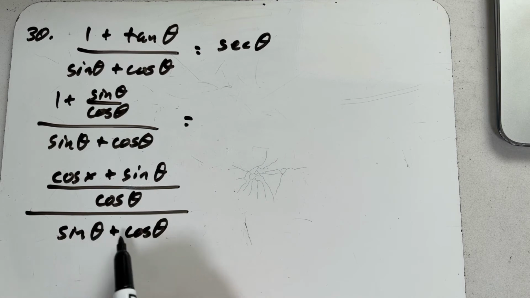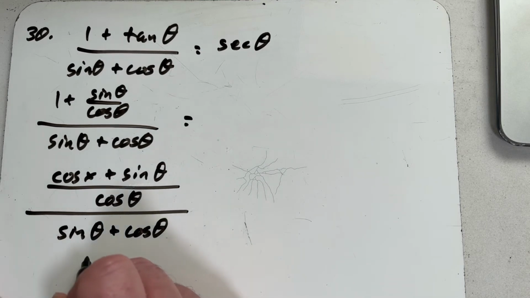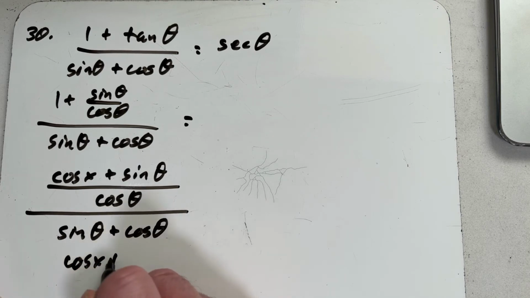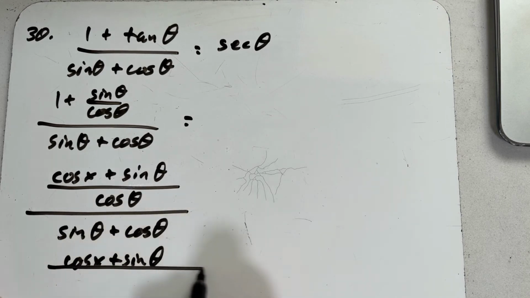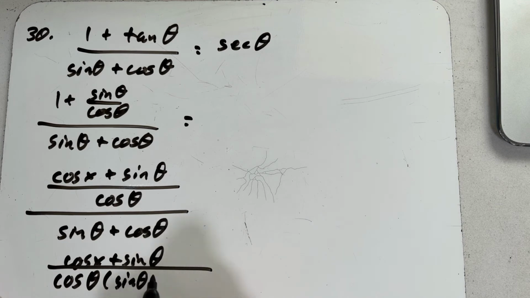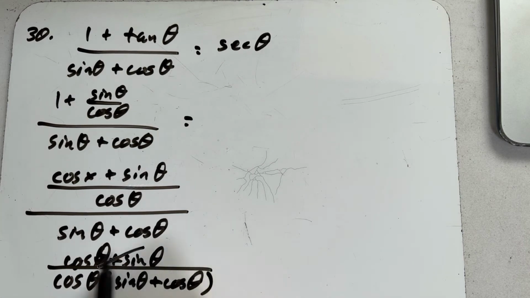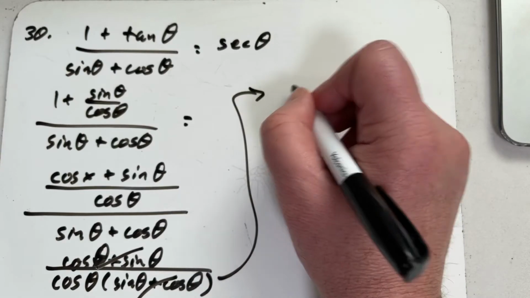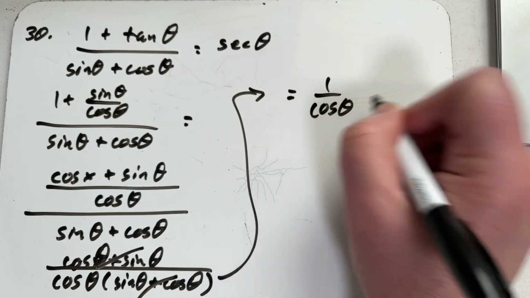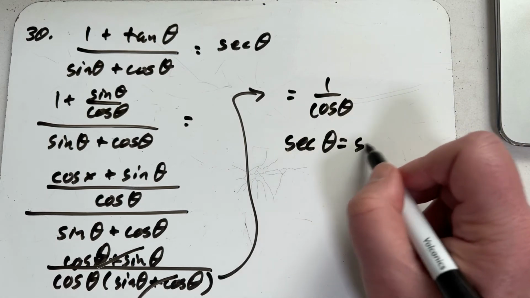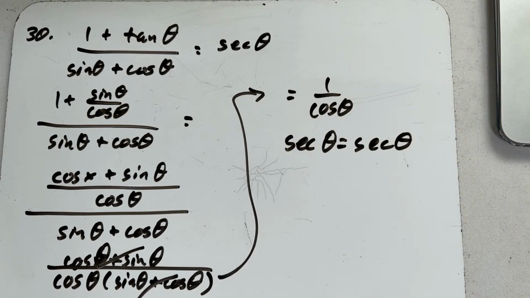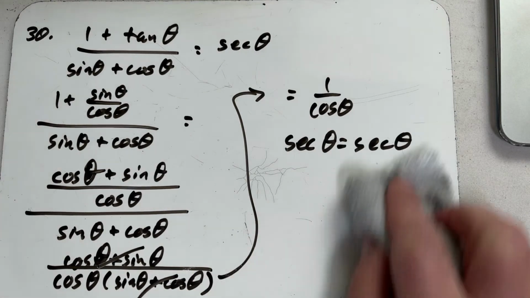Dividing by this, which means I'm going to multiply by the reciprocal of this, which means it's going to be cosine x plus sine x all over cosine times this reciprocal here. So sine x, where'd that x come from? Get in there, theta, plus cosine theta. So those are gone. I'm left with 1 over cosine, which of course gives me secant. All right, and last but not least, number 31.